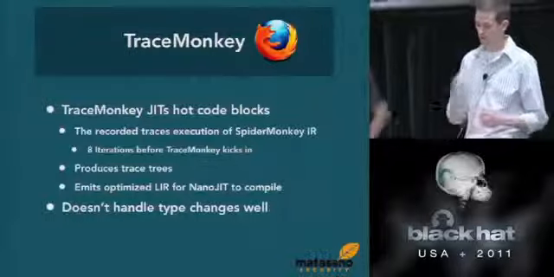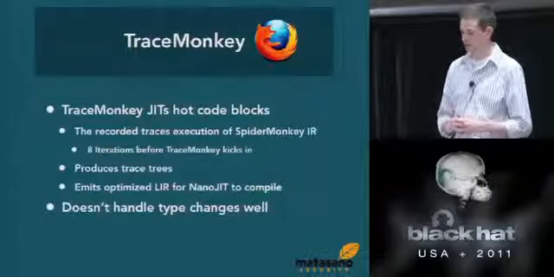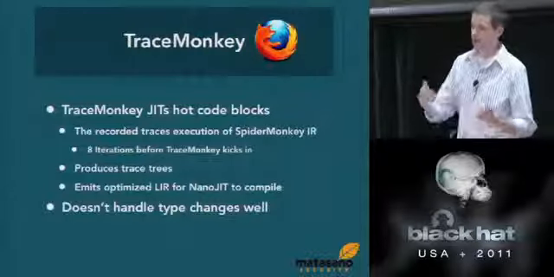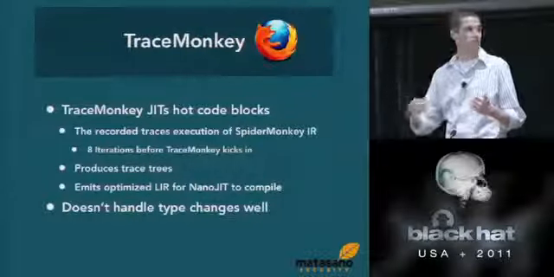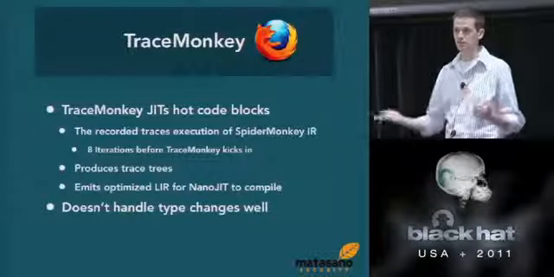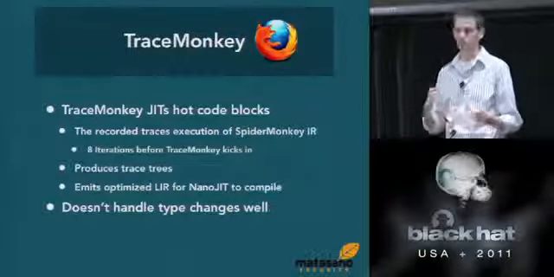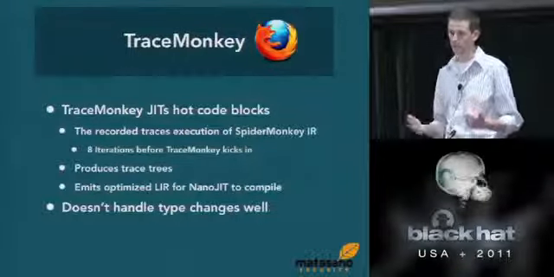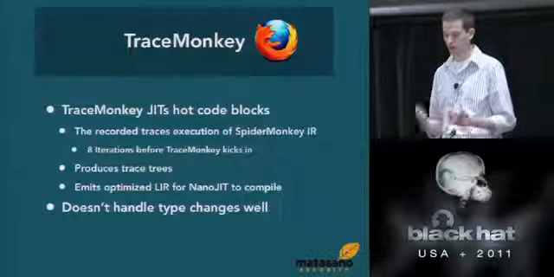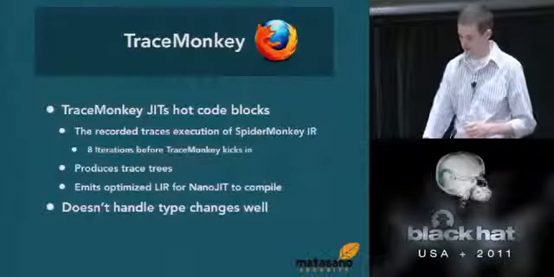There's a problem with TraceMonkey: it doesn't handle type changes that well. For example, if you're operating through an iteration of loops and on the 5th loop it's an integer, but on the 6th and 7th loop it's a string, it has to use a different trace tree. That requires going back through the interpreter and doing some operations to account for that. So there's a reason that Firefox implemented a second JIT engine, which I'll get to in a minute.